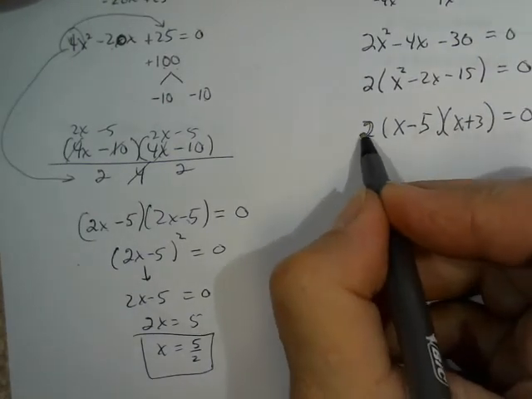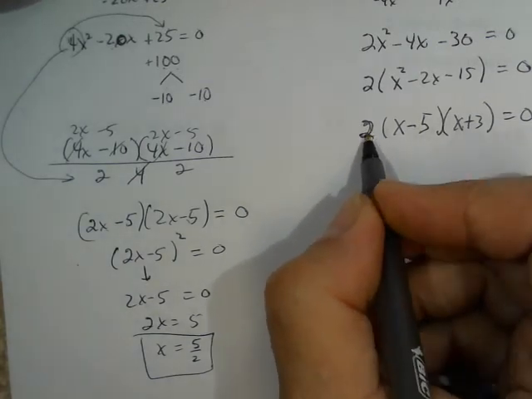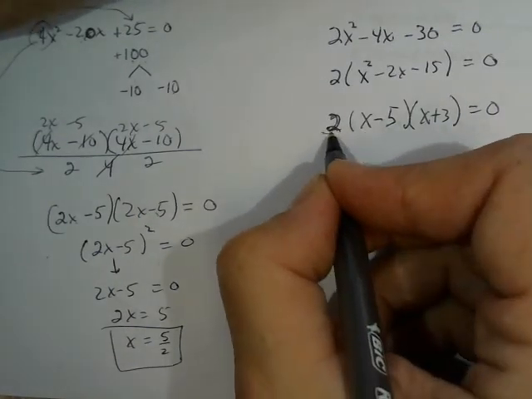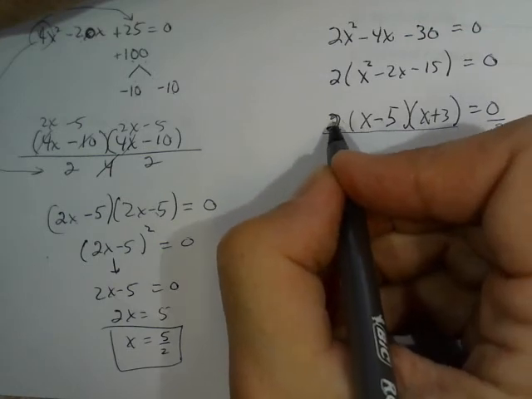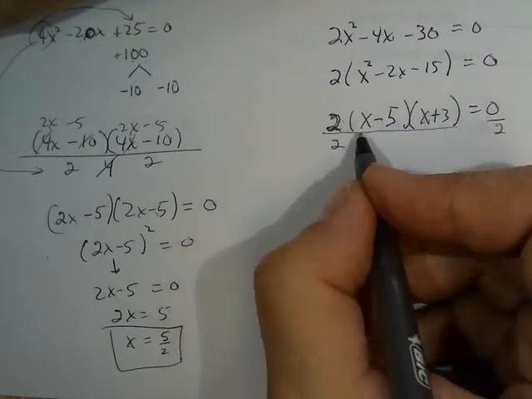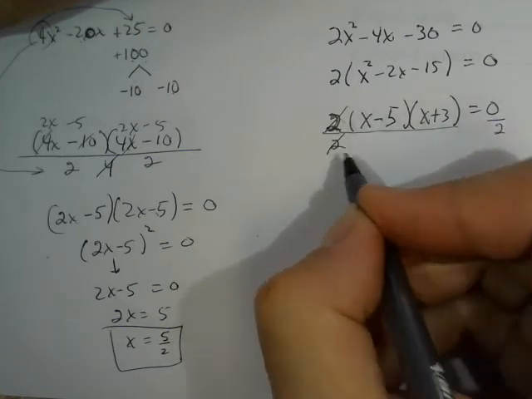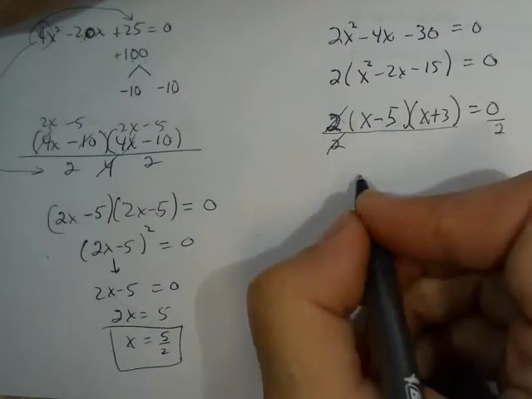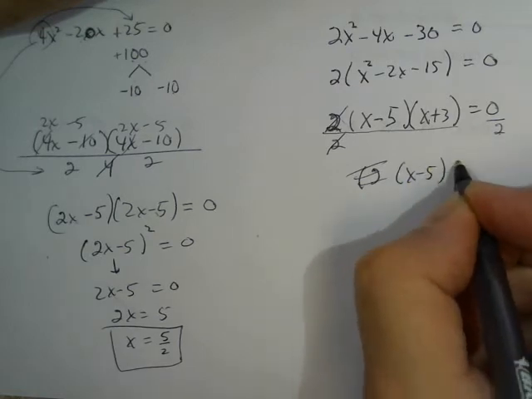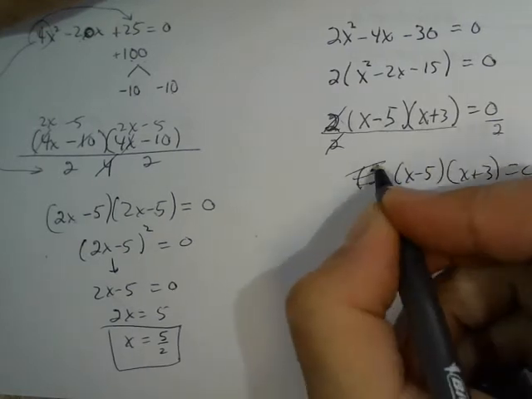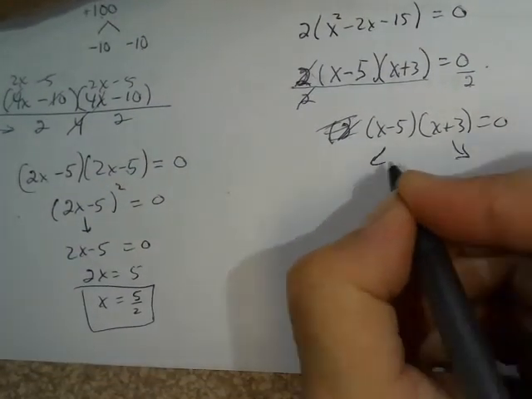Now, if you have just an integer or just a constant on the outside of your parentheses, what you can do is you can divide both sides by it. Remember, if you have an x here, you would set 2x equal to 0. But this time, there's no x on the outside, it's just a 2. 2 divided by 2 will cancel out, and 0 divided by 2 is still 0. So what you have is x minus 5 times x plus 3 equaling 0, because the 2 divided out. And now you set each factor equal to 0.